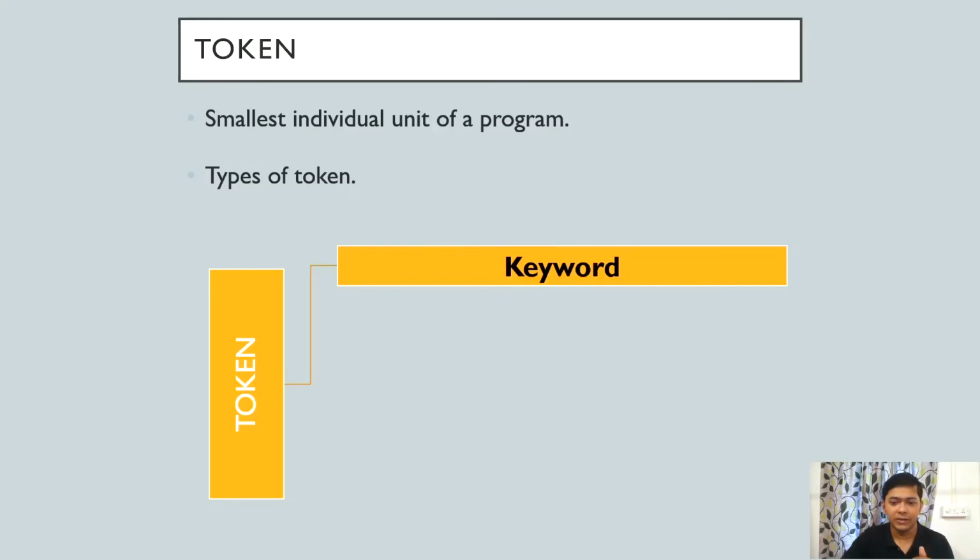Let's see. First one, keyword. Now, what is a keyword? Keyword means a reserved word. Reserved word means it has a specific task for that particular compiler. That means certain keywords will perform specific tasks whenever you use them. Let's see a few examples. If statement, a conditional statement; for, a looping statement; int, float, these are the data types. So these are a few examples of keywords.